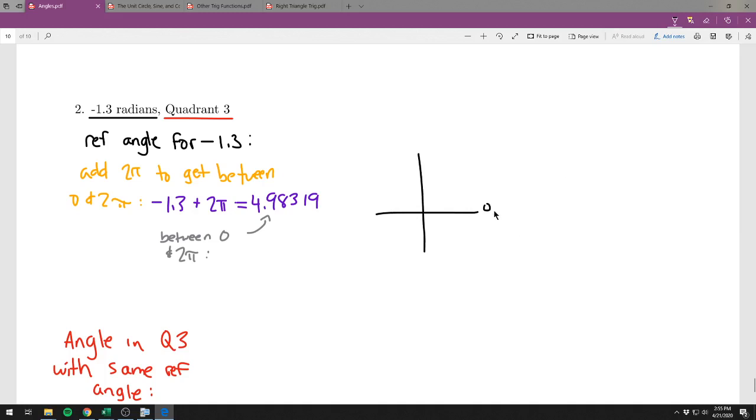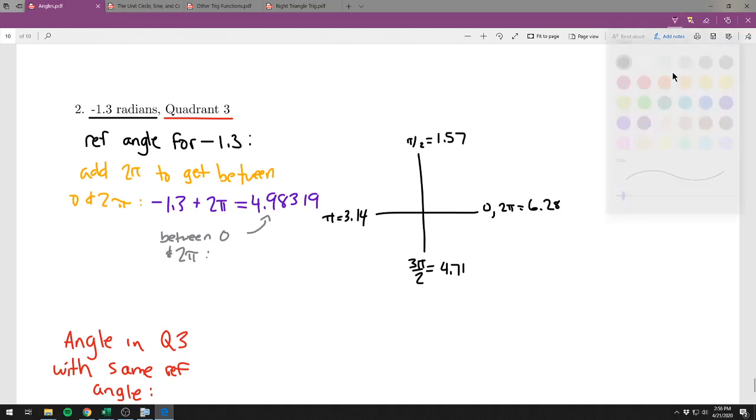Okay, and let's go ahead and fill in those numbers. 2 pi is about 6.28. Pi over 2 is about 1.57. Pi is about 3.14. 3 pi over 2 is about 4.71. And now comparing our angle, we can see it should go in quadrant 4. It's between 4.71 and 6.28.